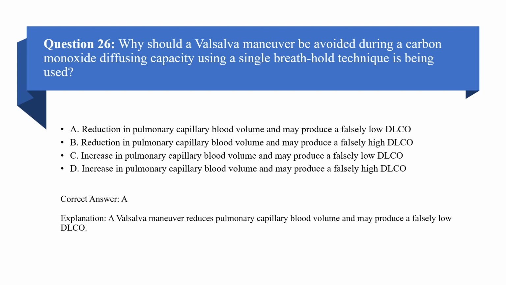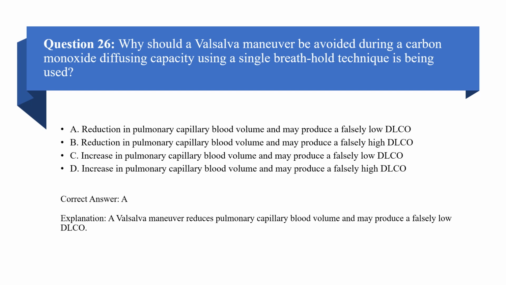And the reasoning behind it is a Valsalva maneuver reduces pulmonary capillary blood volume and may produce a falsely low DLCO. So you think about what's going on. Anything that can reduce capillary blood volume means that there are fewer red blood cells for the carbon monoxide that has diffused across the alveolar capillary membrane to bind to. And because there's less blood volume, there are going to be fewer red blood cells. So the end result would be a falsely low DLCO.